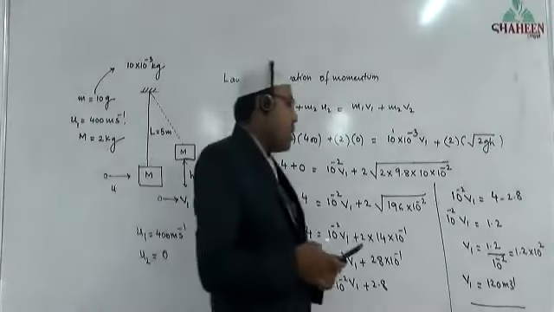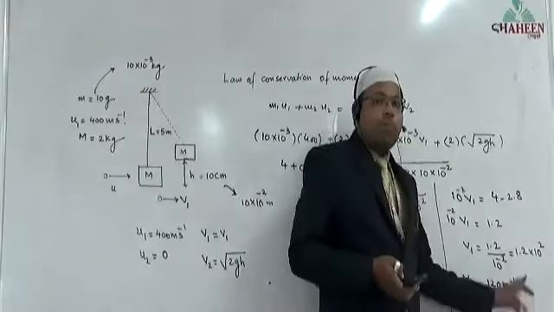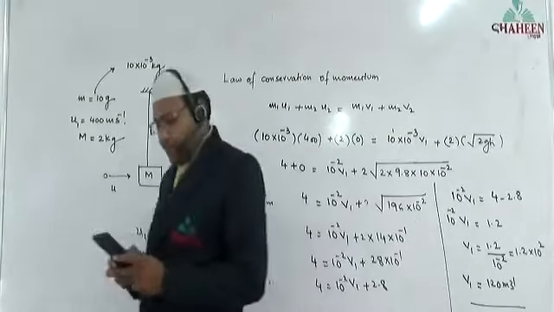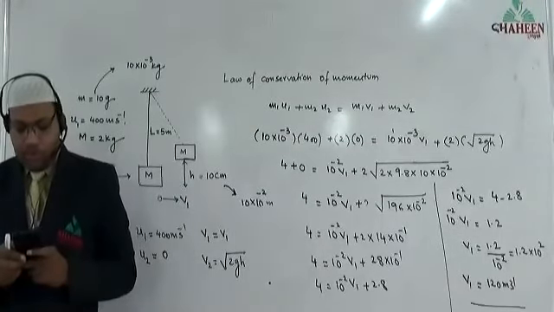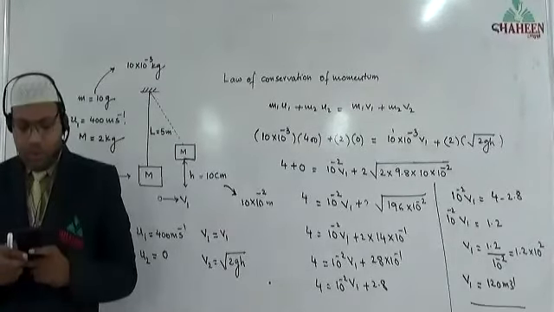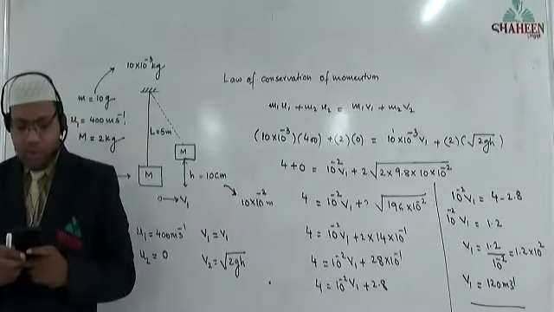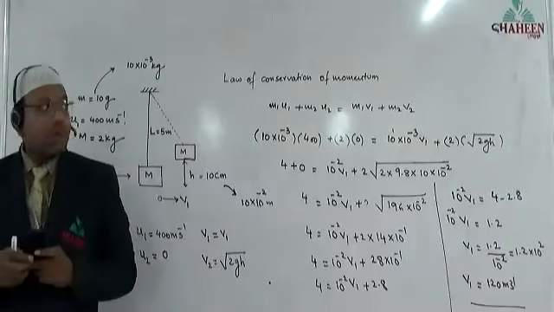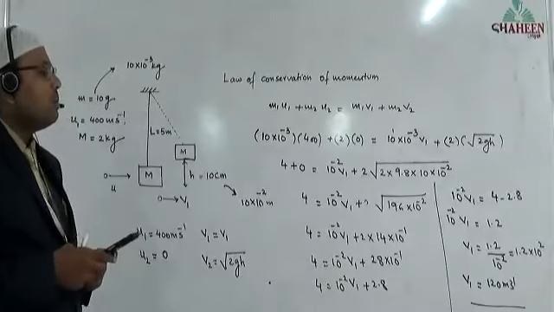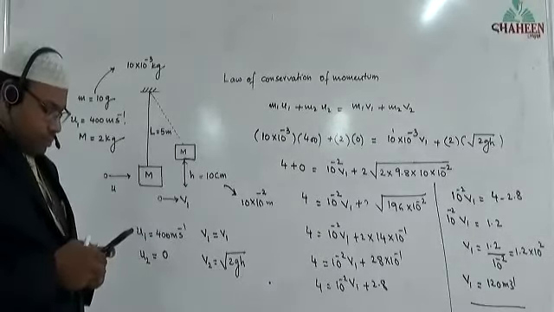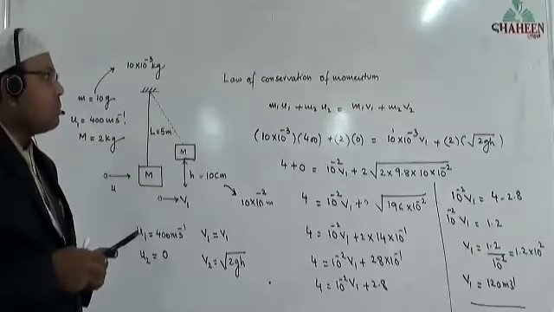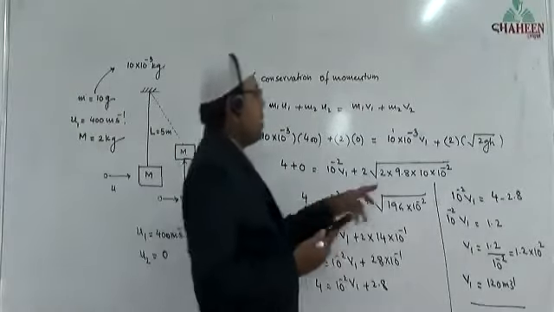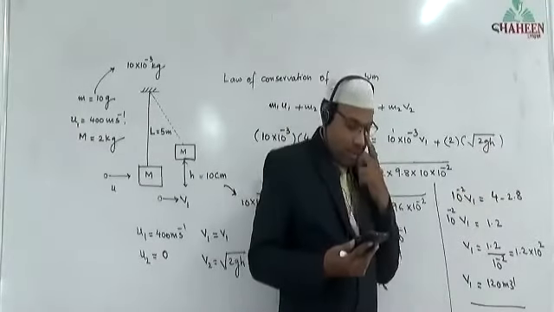Now in the photo that I have sent, it is clearly visible what is written here. 120 meters per second. 120 meters per second. Beta, this is root 2GH. Why are you people getting such type of doubts? I don't know.